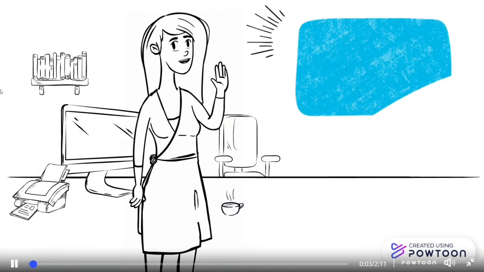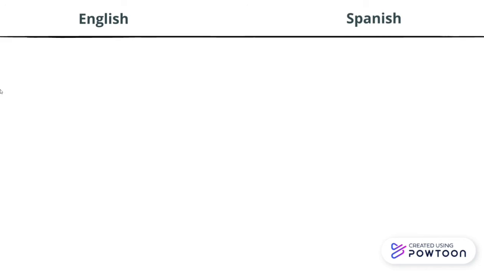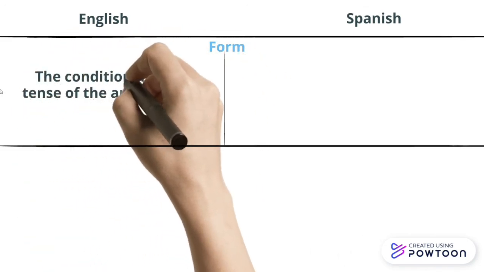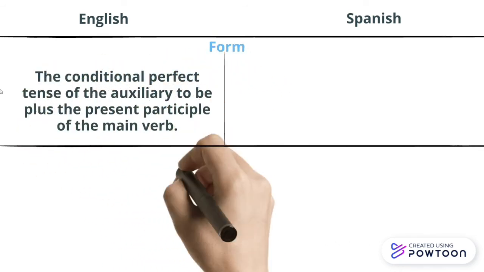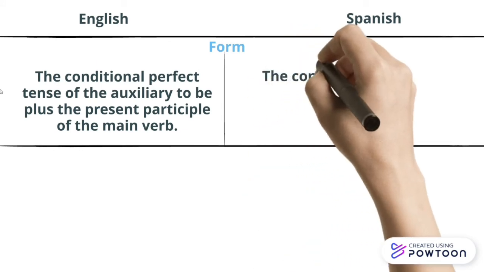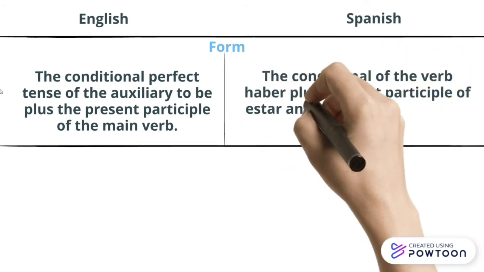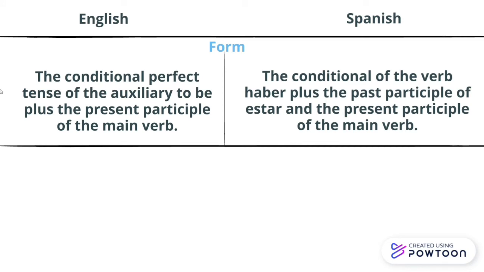Now I am going to explain the conditional perfect progressive tense. Let's talk about the form. In English, this tense is formed with the conditional perfect tense of the auxiliary to be, plus the present participle of the main verb. In Spanish, this tense is formed with the conditional of the verb haber, plus the past participle of estar, and the present participle of the main verb.